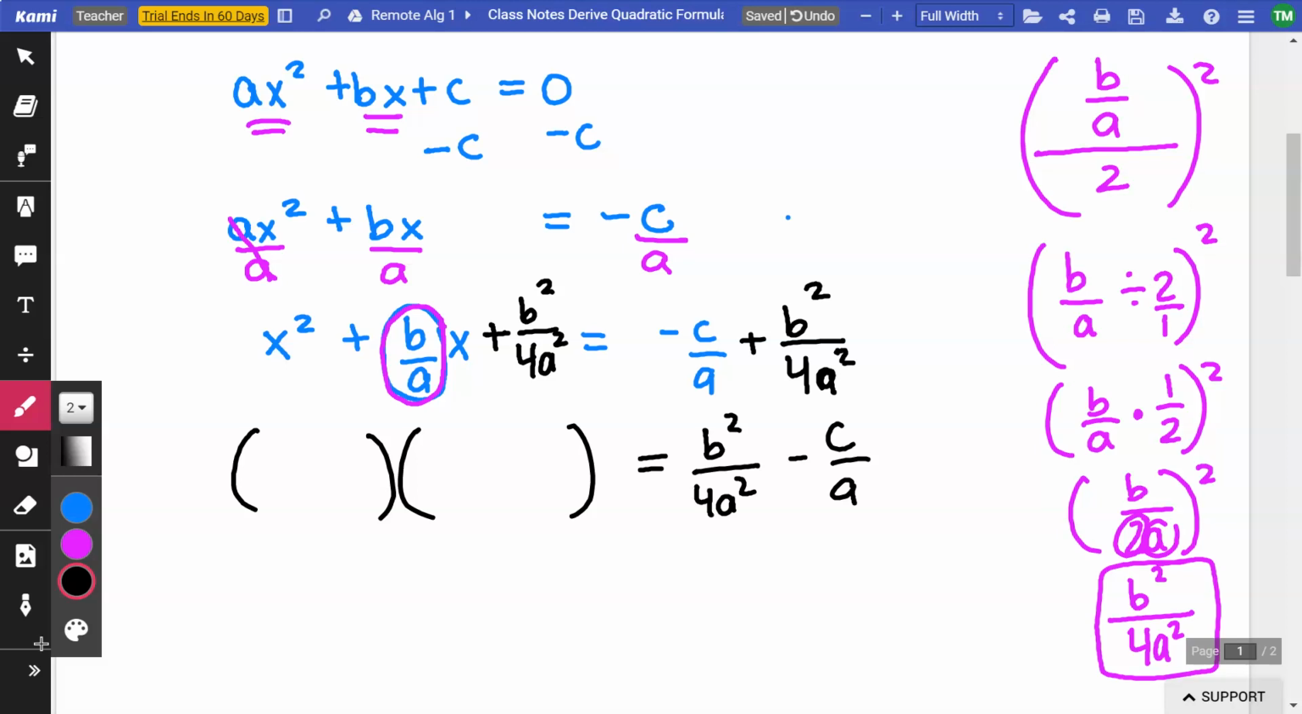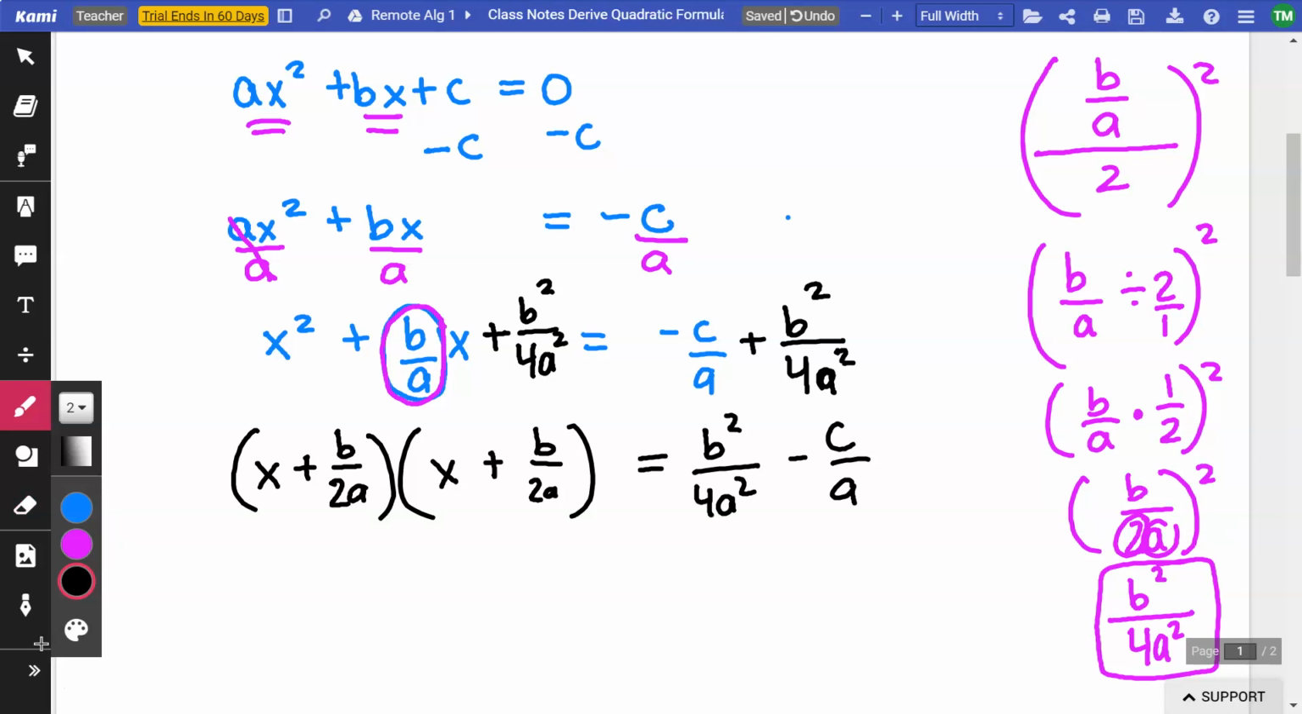Okay. So to factor this, I know I want x times x to get me x squared. And then I need something times something to get me b squared. So b times b will get me b squared over, and then 2a times 2a, wouldn't that get us 4a squared here? So 2a times 2a would be 4a squared. And then we need both of them to be positive.